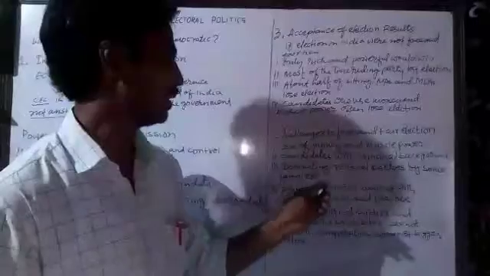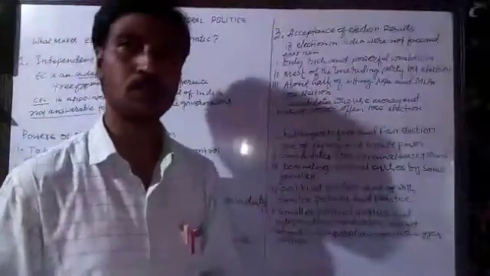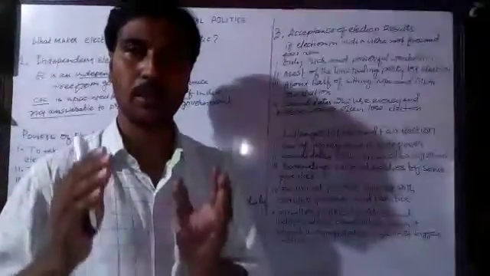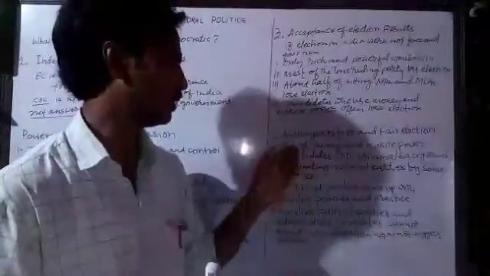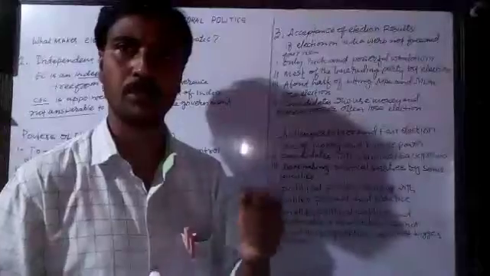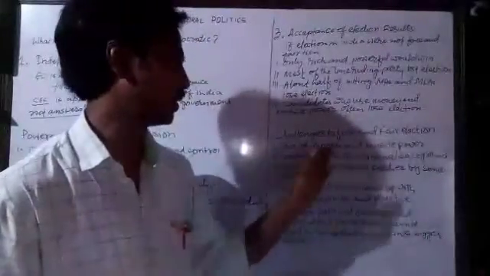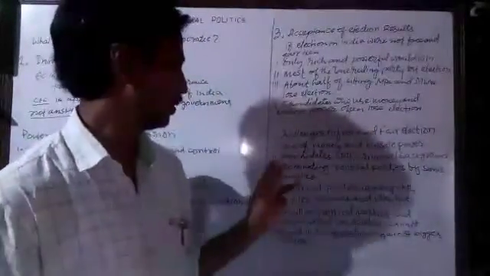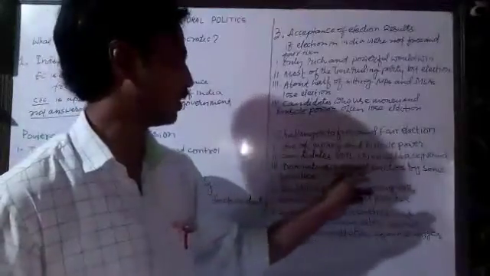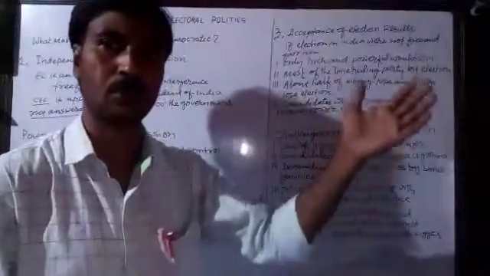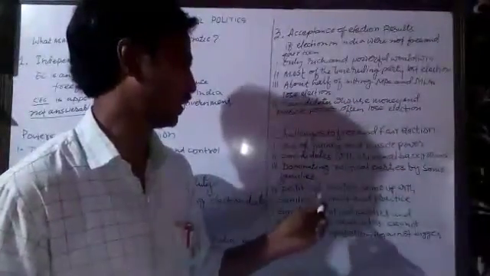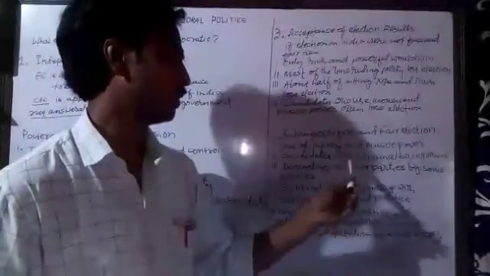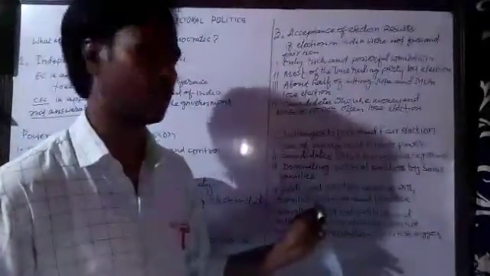Number two, candidates with criminal backgrounds. Most of the time we see that candidates with a criminal background enter into politics. They get the tickets by using their money and muscle power, and then they stand in the election. Third number, domination of political parties by some families. Family lineage. We have been seeing that for a long period of time, some families are dominating the political parties.